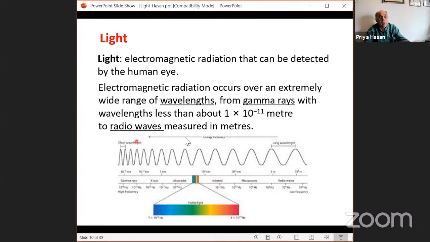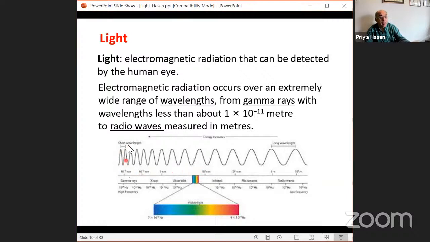And radio waves, they go in meters, and right, so they are large, meters and kilometers. Okay. And the visible light which we see is a very small part of the electromagnetic spectrum, which is what our eye detects. And this part of the electromagnetic spectrum is what we call light. Okay.